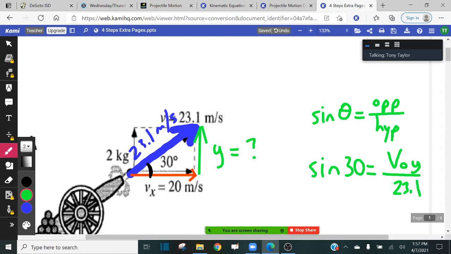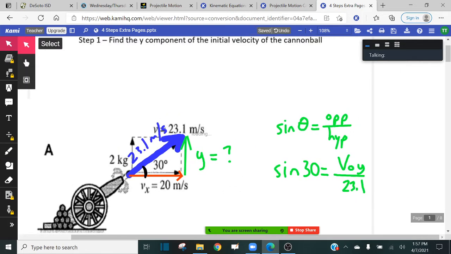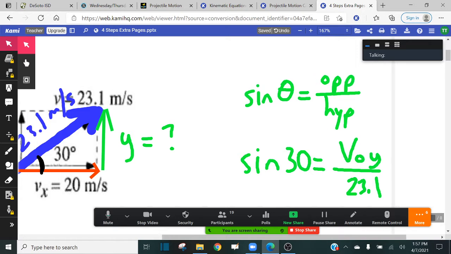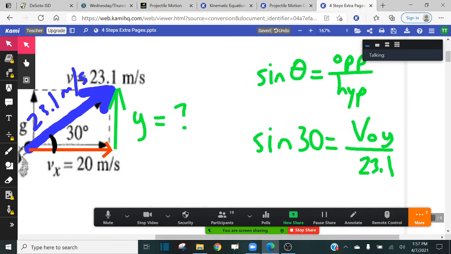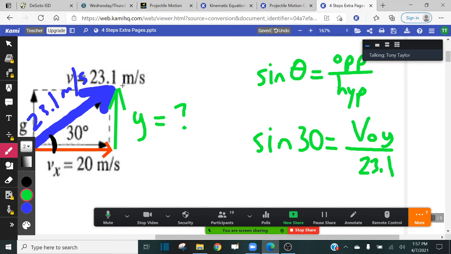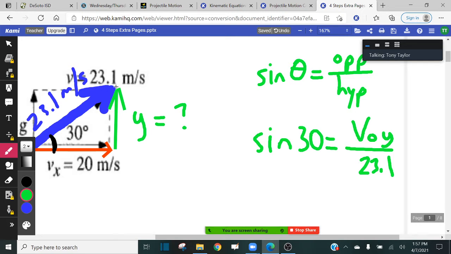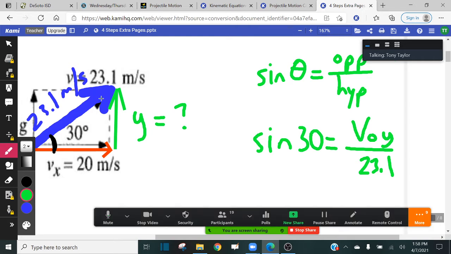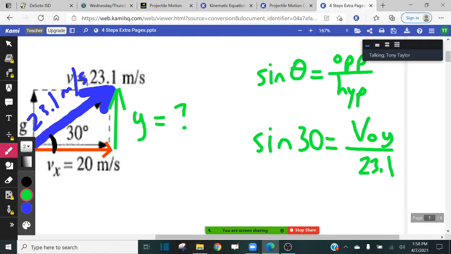Does everybody follow me so far? Awesome. All we're doing is solving for the side of this right triangle. Now, that 23.1 was given. If you look closely, it tells us that velocity was 23.1 meters per second. That was something they gave to us. I just wrote it down in blue, but they told us it. So that number represents the magnitude of the velocity along this hypotenuse.